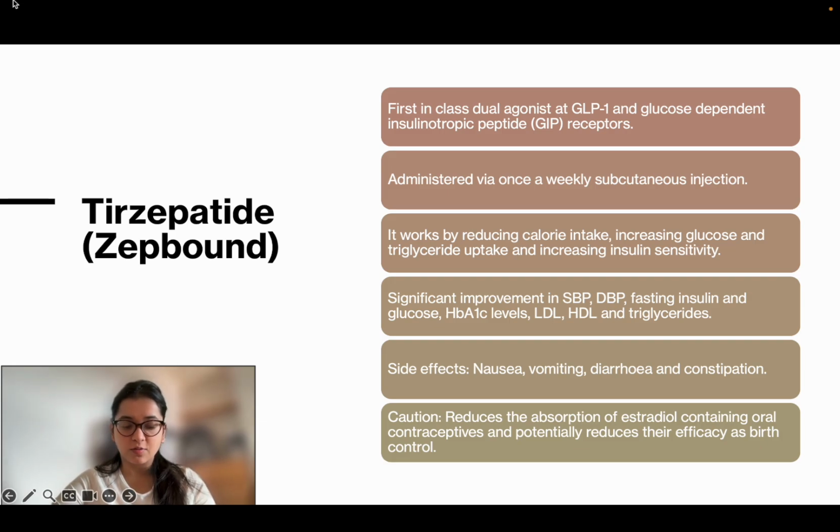There are a few side effects of this drug, like nausea, vomiting, diarrhea, and constipation. A very important caution to be noted and not ignored is that it decreases the absorption of estradiol-containing oral contraceptives. So, women who are taking contraceptives containing estradiol and want to take tirzepatide will have reduced contraceptive effectiveness and might become pregnant when they don't want to. So it's very important to use another contraceptive method when you are taking tirzepatide, so that the effect of your contraception is not reduced.